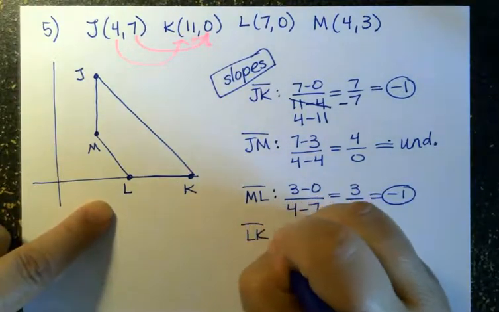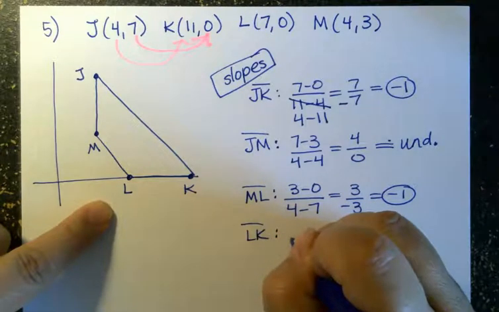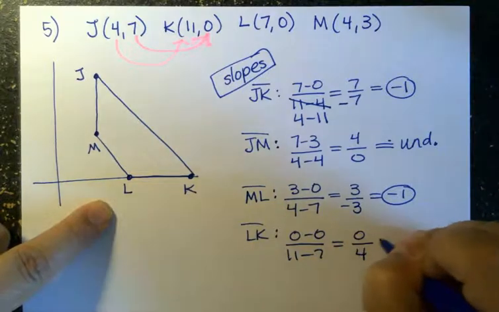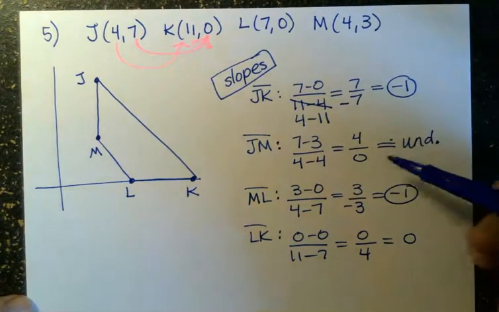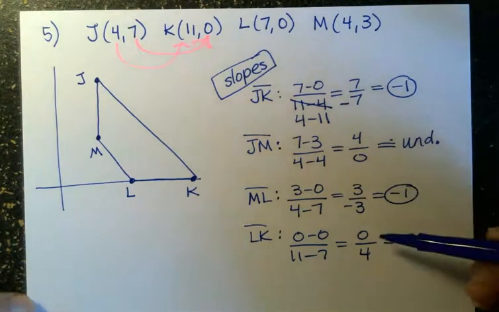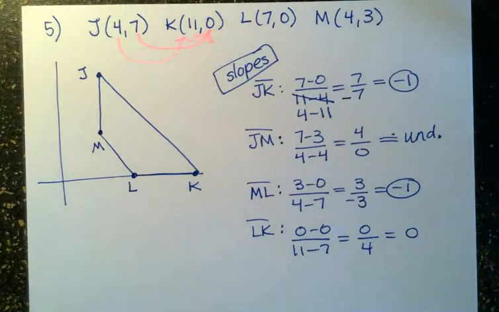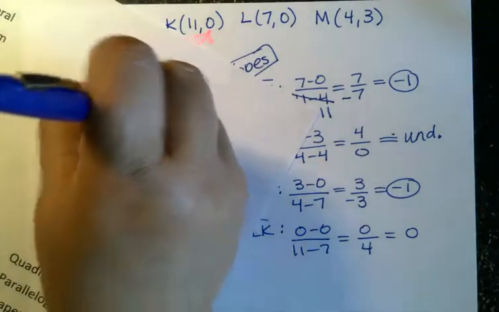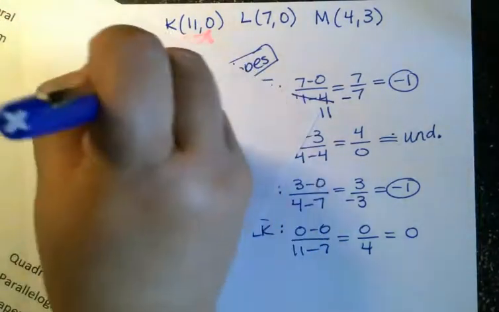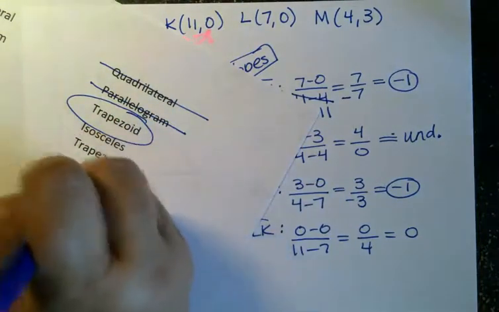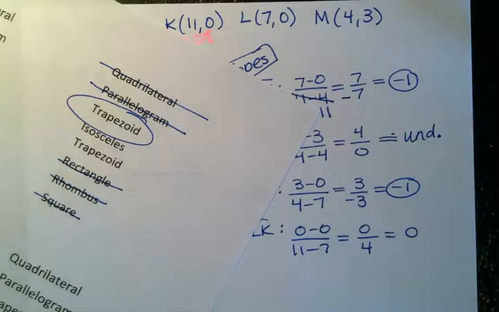And LK we know is going to have a slope of 0 because it is horizontal. 0 minus 0 on top. 0 on top of a fraction makes it 0. 0 in the bottom of a fraction makes it undefined. 0 on top makes it 0. So we have one pair of parallel sides, exactly one pair of parallel sides, which means we have a trapezoid. So it's not a parallelogram. It's not going to be a rectangle, a rhombus, or a square because it's not a parallelogram. Could be an isosceles trapezoid, though, so we need to check that.